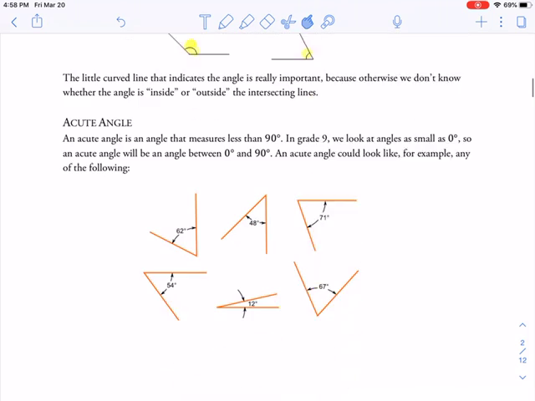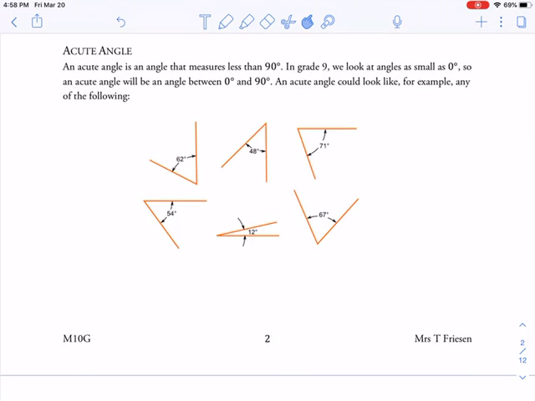Now, let's talk about the types of angles. The first one we're going to look at is an acute angle. Remember that the key thing with an acute angle is that it's between 0 and 90. That means it can't be exactly 0 or exactly 90, but it can be between those two. Any of these examples here, 71, 67, 12, 48, and so on, are all examples of acute angles. When we look at them, they look like a pizza piece because they're smaller than 90 degrees, so that's how I think of those.